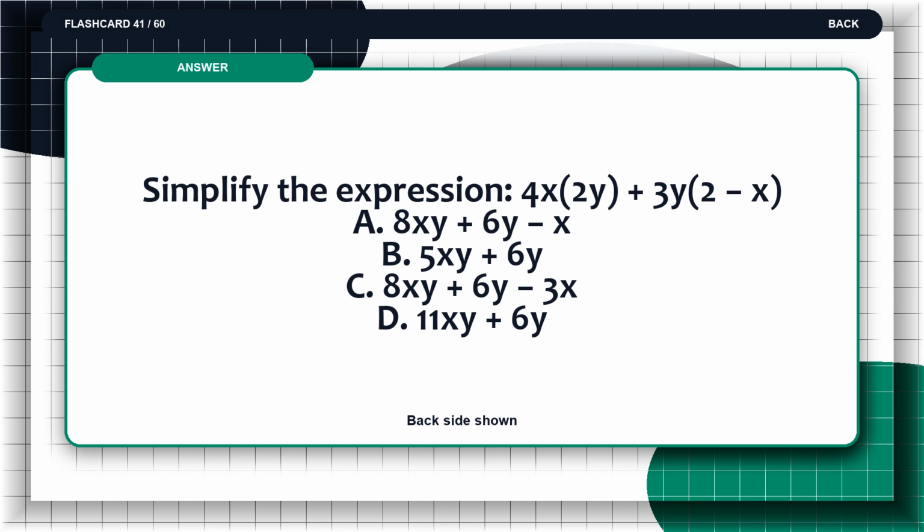The answer is, simplify the expression 4x²y plus 3y² minus x. A, 8xy plus 6y minus x; B, 5xy plus 6y; C, 8xy plus 6y minus 3x; D, 11xy plus 6y.